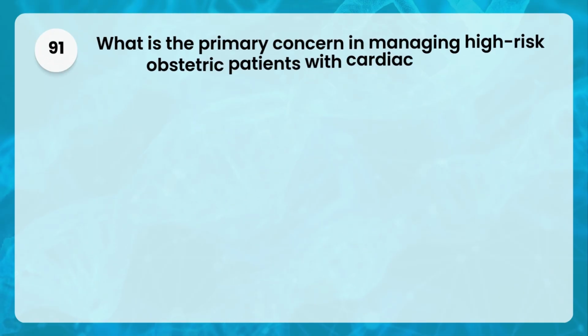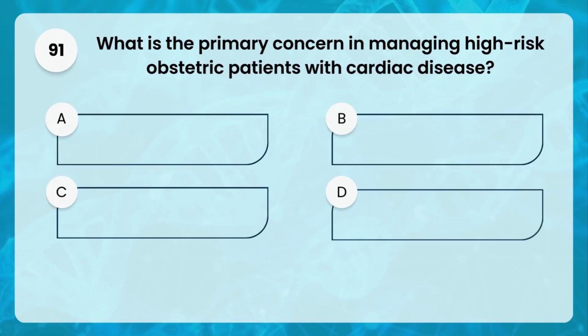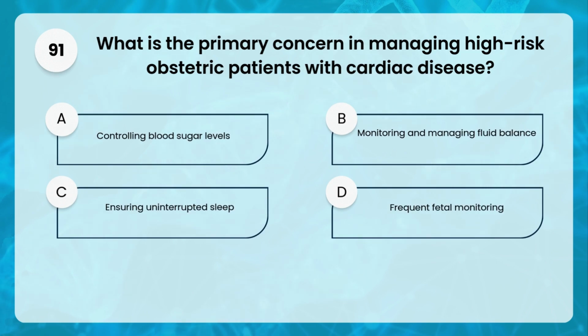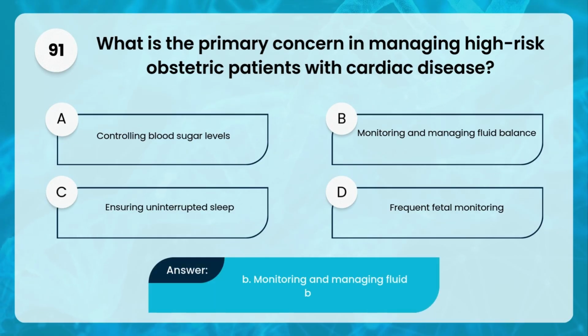91. What is the primary concern in managing high-risk obstetric patients with cardiac disease? A. Controlling blood sugar levels. B. Monitoring and managing fluid balance. C. Ensuring uninterrupted sleep. Or D. Frequent fetal monitoring. The answer is B. Monitoring and managing fluid balance.